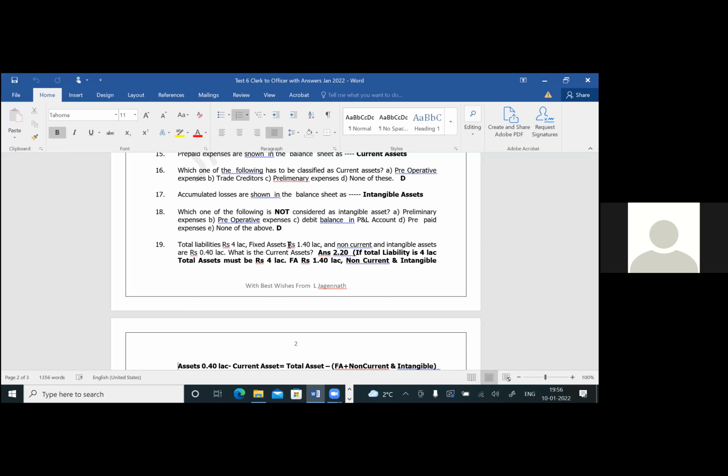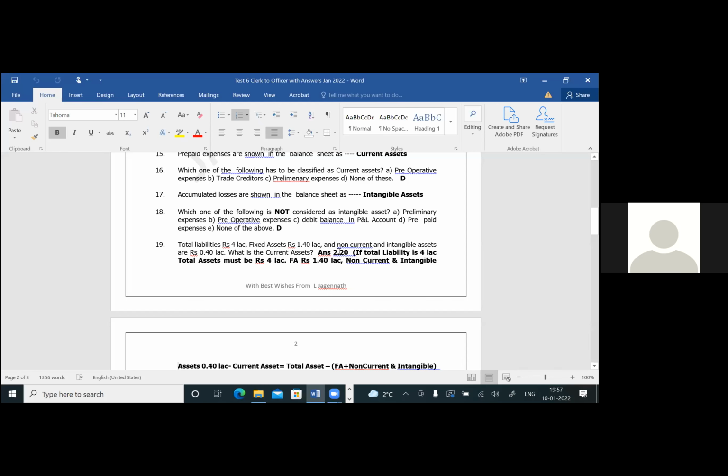Total liabilities rupees 4 lakhs. Fixed asset is 1.40 lakhs and non-current and intangible assets are 0.40 lakhs. What is current asset? So what they have given, sir? Total liabilities they have given. Fixed assets they have given. And then non-current and intangible assets they have given. Then they are asking you current assets. Very simple.